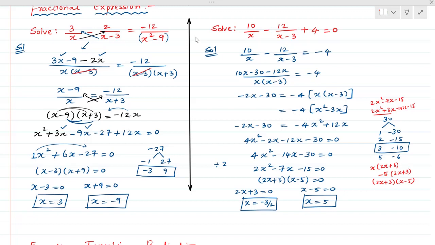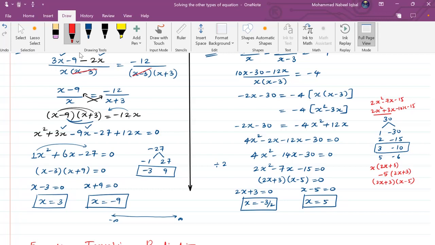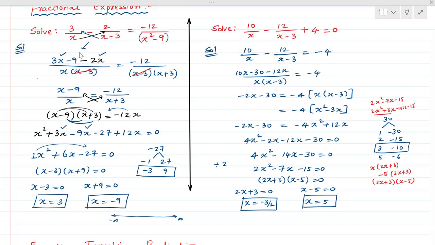See, the domain is minus infinity to plus infinity, so all the real line except x equals 0. Therefore 0 is not possible. So you don't have to get the value of 0. Now the next one, 3. 3 is also not possible. Why? Because if I substitute 3, it becomes undefined. P over Q, the denominator should not equal 0. So it is not in the domain.